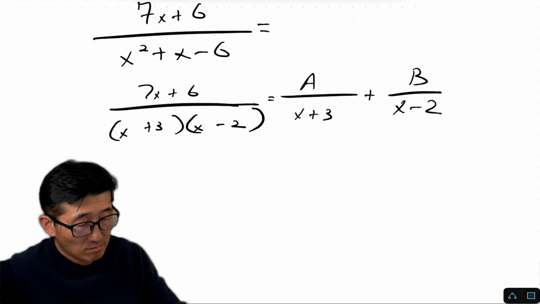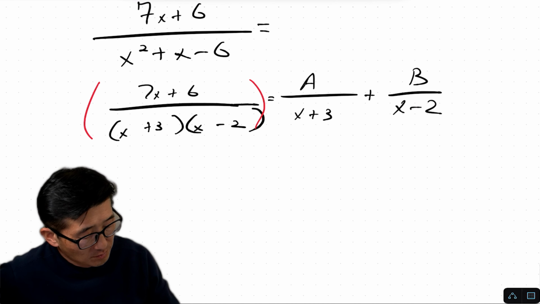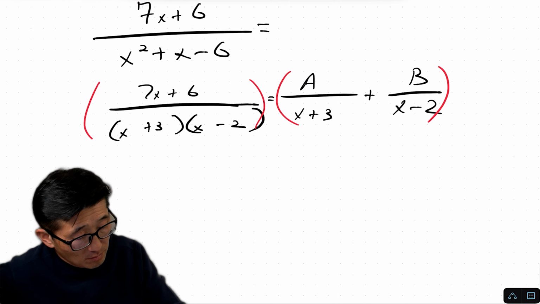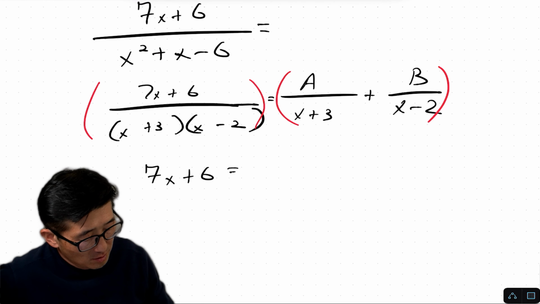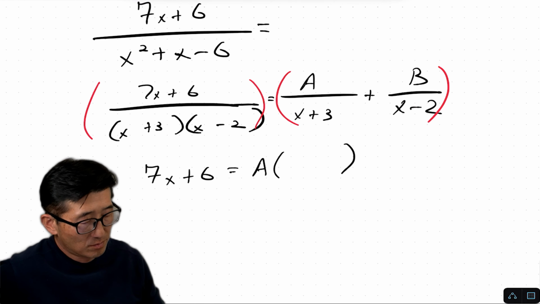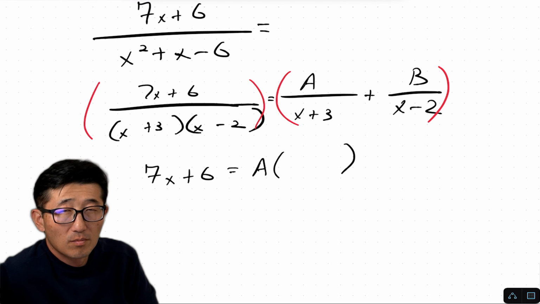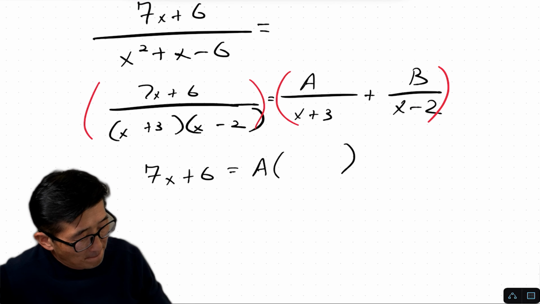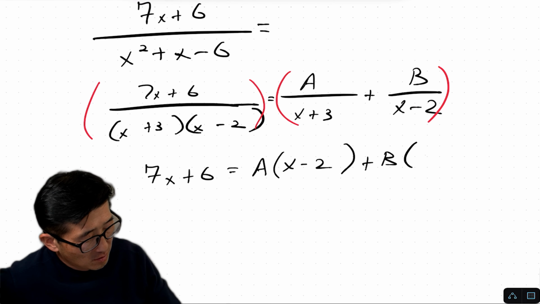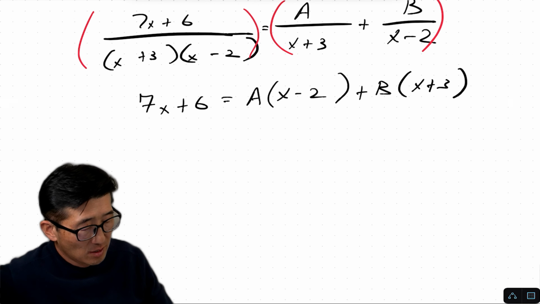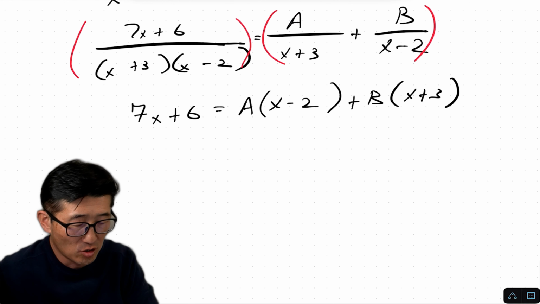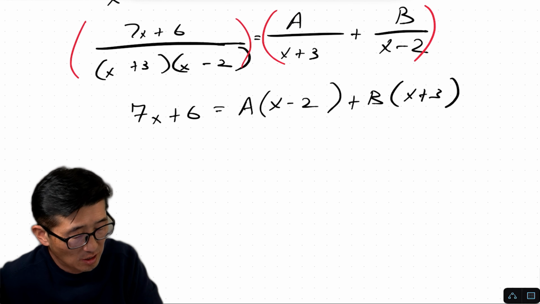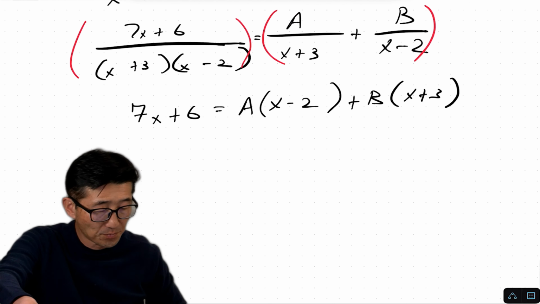And then you multiply both sides by x plus 3 times x minus 2. Good. So that leads to A times x minus 2, and B times x plus 3. Very good. All right. Now write that down and try to solve for A and B on your own. You at least want to do it once by yourself.